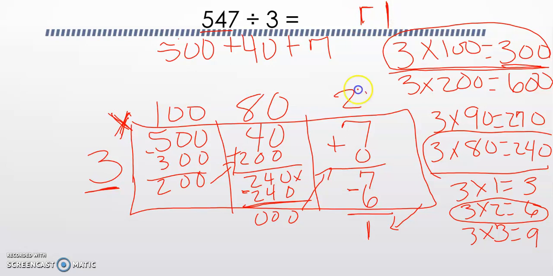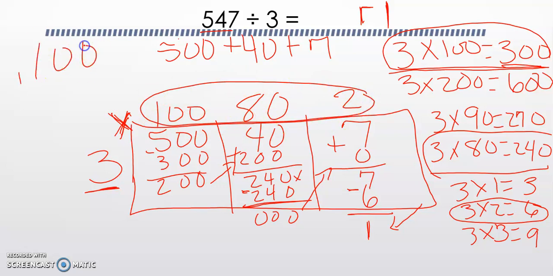Then I take the numbers on top of the box and add them together: 100 plus 80 plus 2. In this problem, I am able to just combine those numbers back together because I have something in the hundreds place, something in the tens place, and something in the ones place.